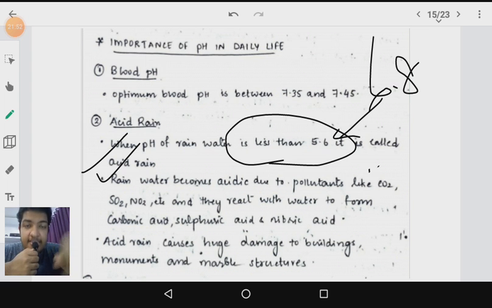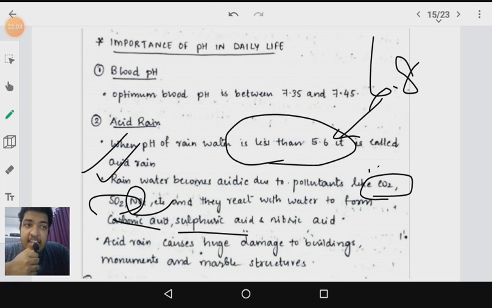Rainwater becomes acidic because of the pollutants such as SO2, CO2, NO2, etc. And all these are acidic oxides because they are non-metallic oxides. And they react with water to form carbonic acid, sulfuric acid as well as nitric acid. So these acids, when falling on monuments, especially those made of marble, can cause damage to the buildings and monuments. The example is Taj Mahal.